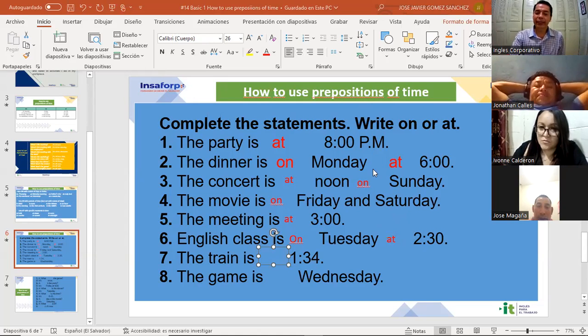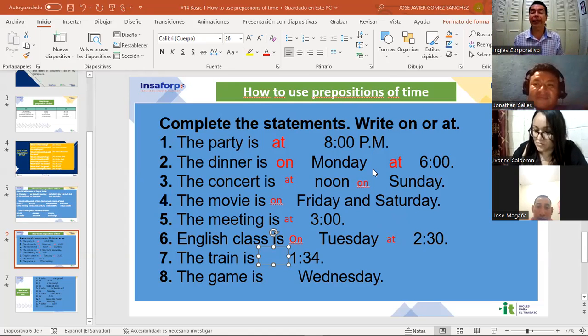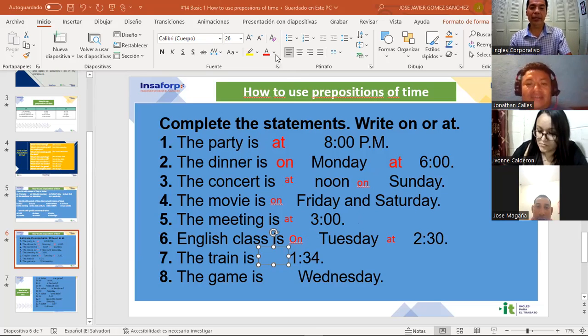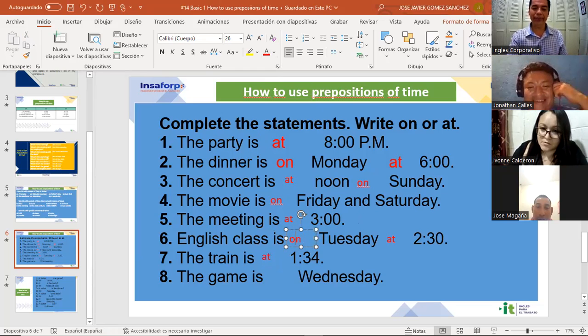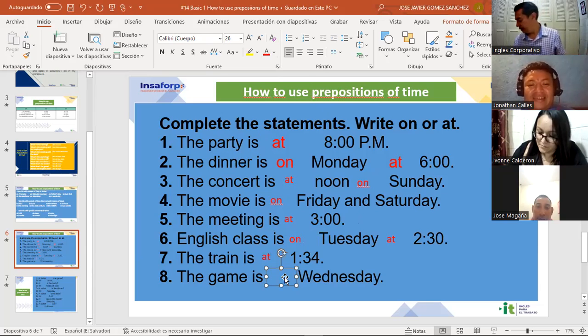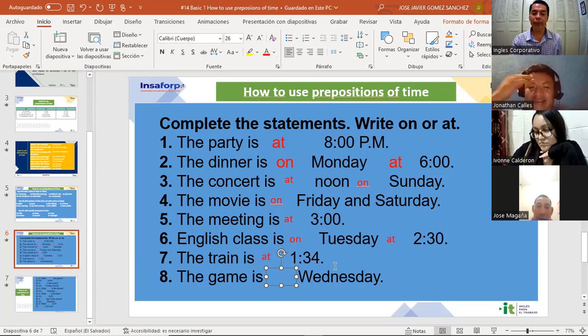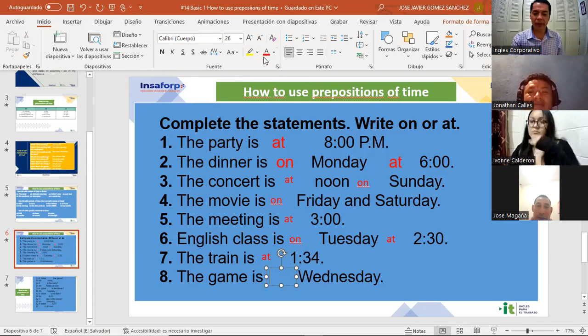Number seven, the train is, let me see. Jonathan, okay, the train is in, on, or at? At. Easy, right? Demasiado fácil para Jonathan. At. Okay. Good. And finally, Edwin. The game is? On. On, right?